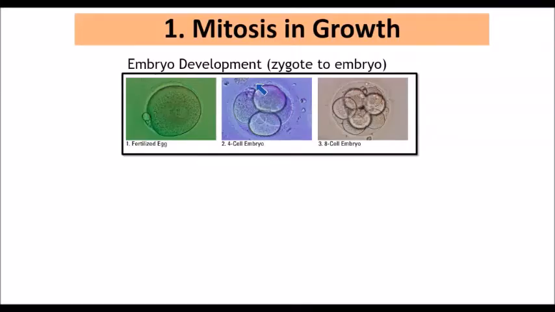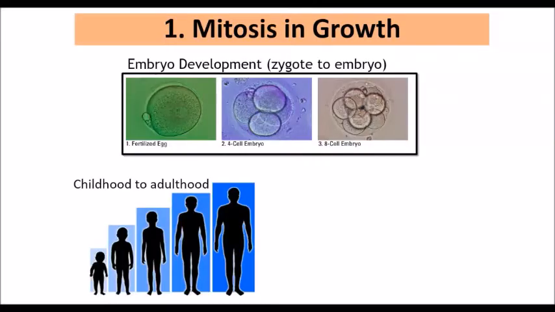So when the sperm fertilizes the egg, you have the zygote being formed. And that fertilized egg then undergoes a series of mitotic divisions. So we have lots of mitotic divisions occurring in this fertilized egg, the zygote, to produce the actual embryo. Alright, so another example would be obviously growth from childhood to adulthood.